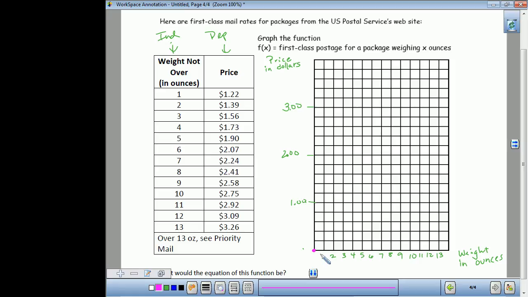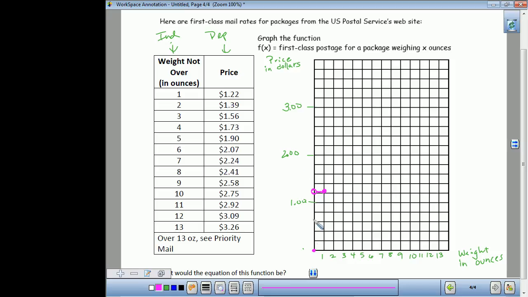Now, if it weighed anything up to an ounce, it's $1.22. So, as long as it weighs more than 0, up to an ounce, it's $1.22. So we have an open circle right here at 0, and a closed circle right here at 1, and everything in between costs us $1.22.